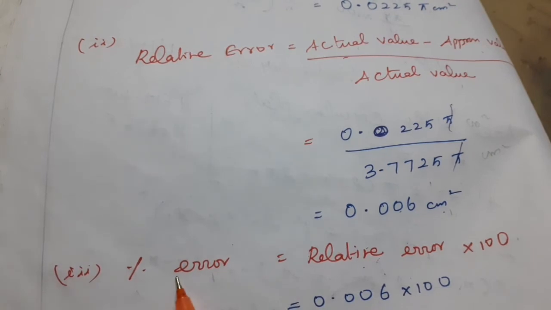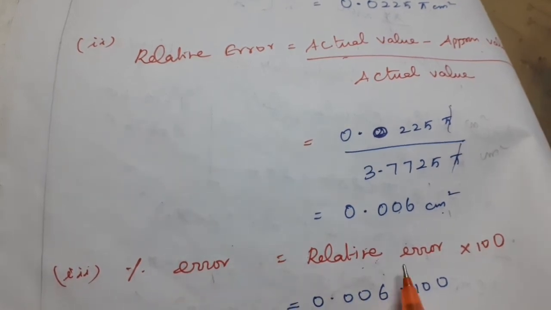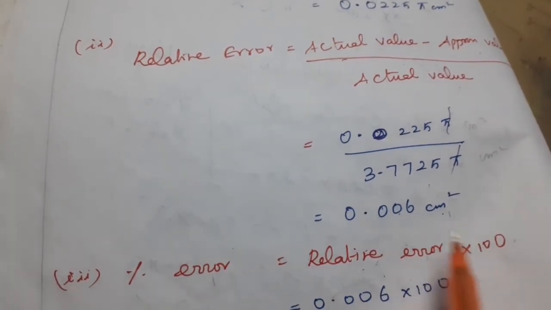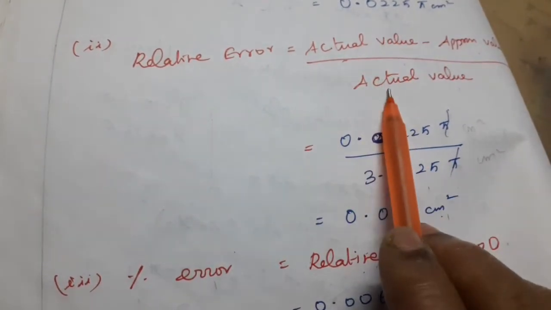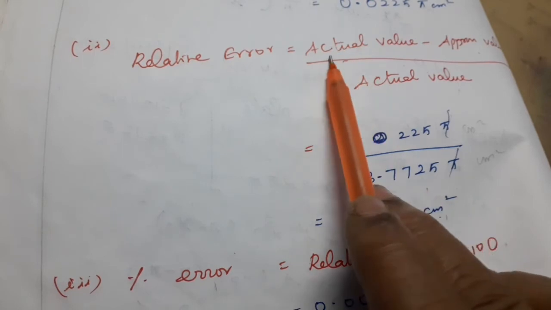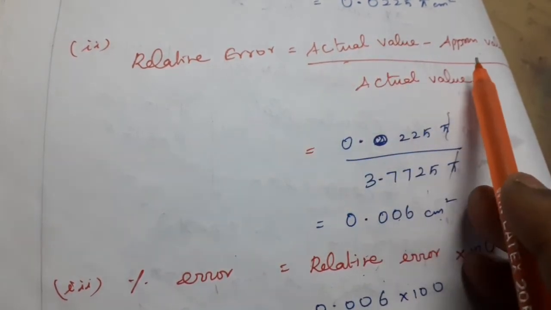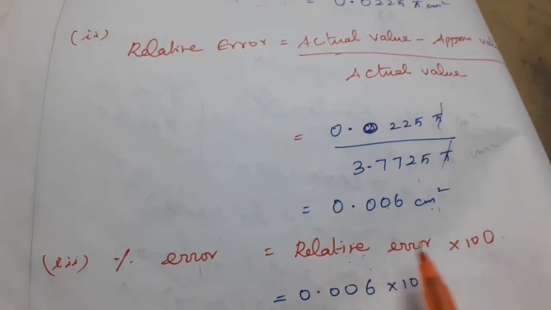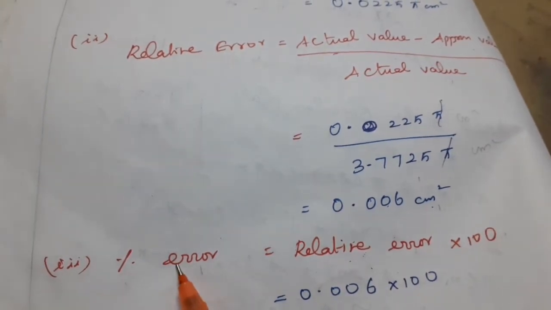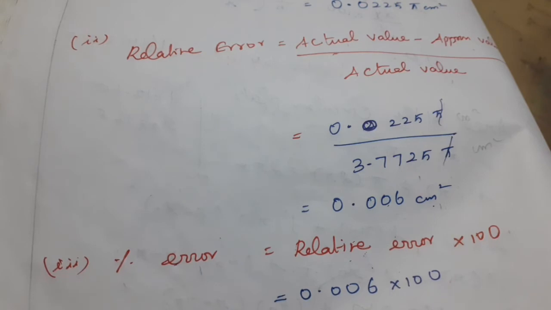What is the percentage of error? Percentage of error is equal to relative error into 100. Relative error we just found: relative error equals absolute error by actual value. Absolute error is nothing but actual value minus approximate value. Go through everything properly. So percentage of error is relative error into 100. One by one we find: first the absolute error, then the relative error.